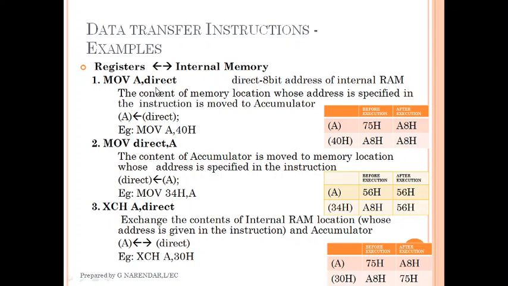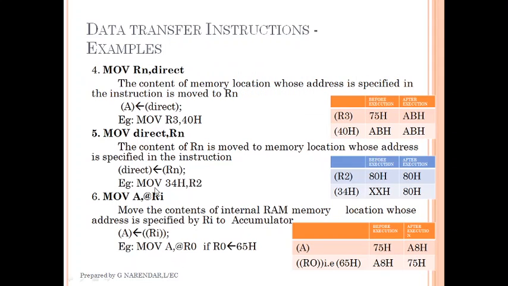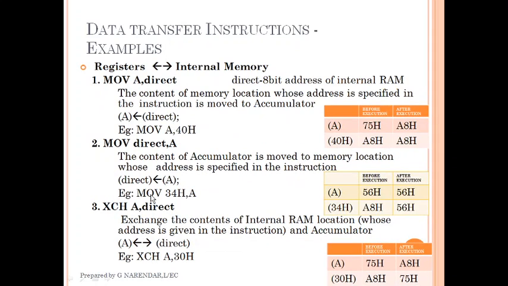So in the first instruction, data is copied from a memory location whose address is specified in the instruction to accumulator. In the second instruction, the content of accumulator is copied to the memory location whose address is specified in the instruction. So it is just the reverse, right? We have taken an example, MOV 34h, A. So MOV 34h, A means the contents of accumulator are copied to the memory location whose address is 34h.